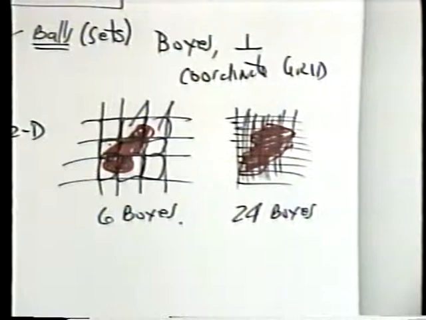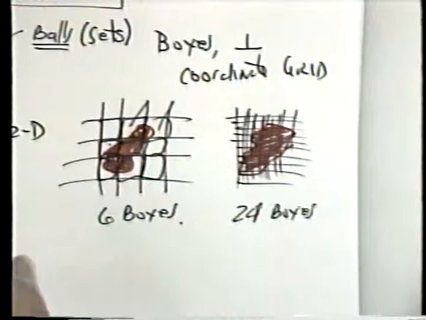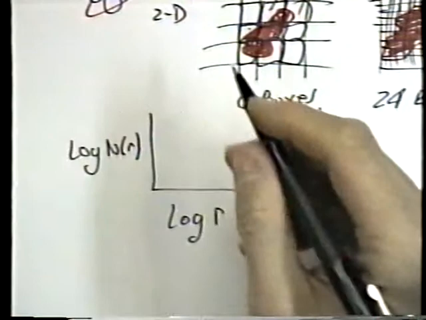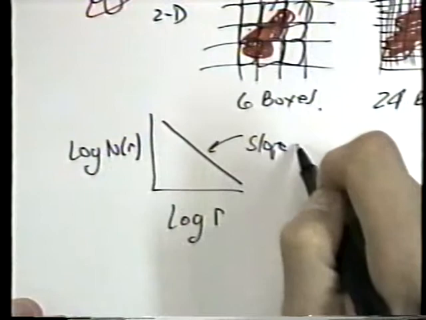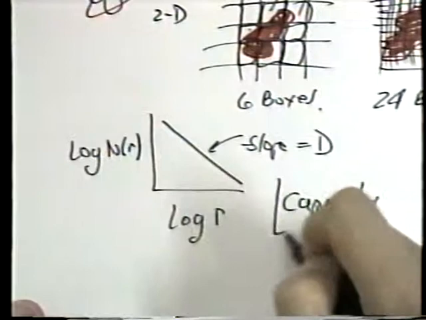So we can see how the number of boxes needed to cover the object changes with the size of the boxes. And then what we're going to do is plot the logarithm of the number of boxes of a given size against the logarithm of the size. I better keep this off in case someone starts to count. And we're going to then get a line here, and the slope of this line will be the dimension, or minus the slope will be the fractal dimension. So this is a way of implementing capacity. It's a very simple way, and it's a very useful way.